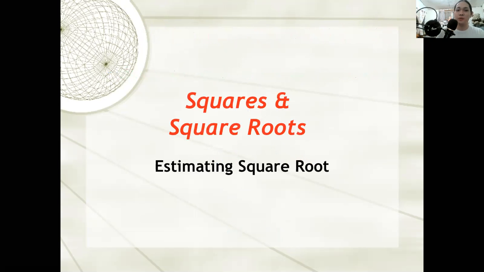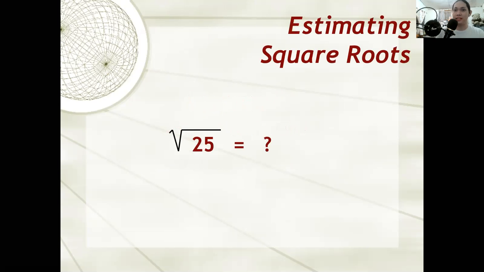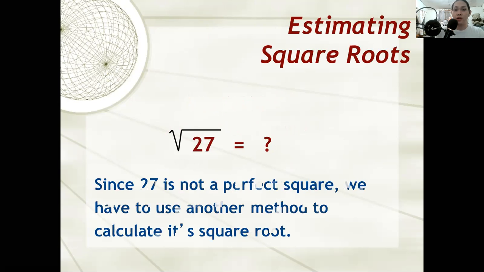Next, we are going to estimate square roots. When do we estimate square roots? Let's see. For example, the square root of 25 gives us 5, because 25 can be written as 5 times 5. What about 49? Yes, correct, that's 7. What about 27? Oh, that is not a perfect square, so we have to use another method to calculate its square root.